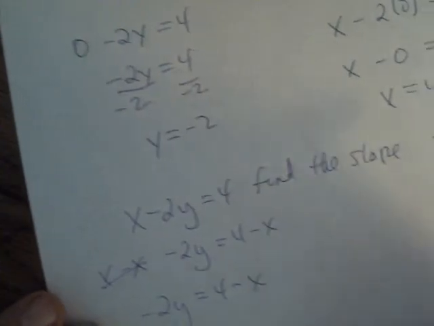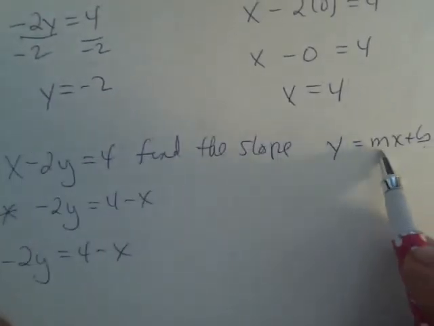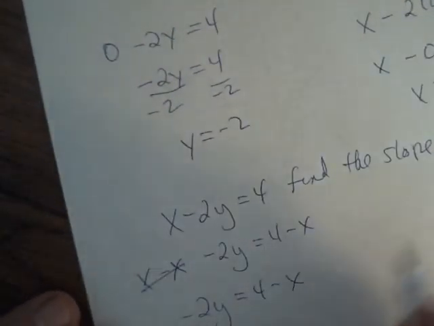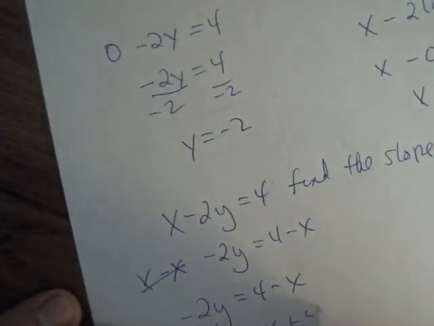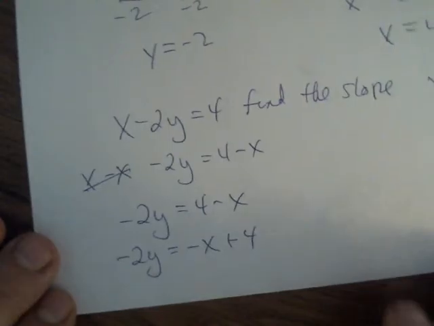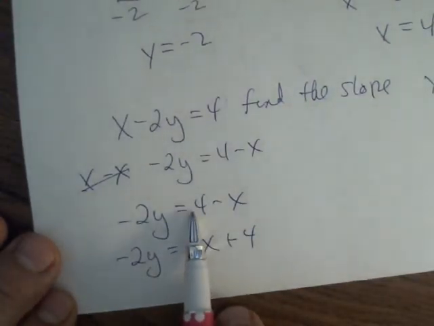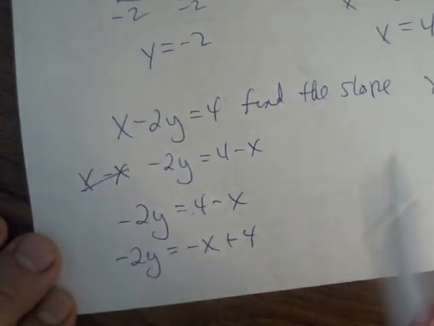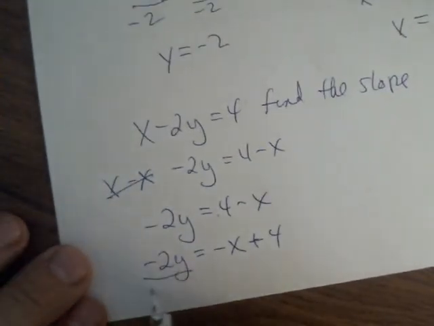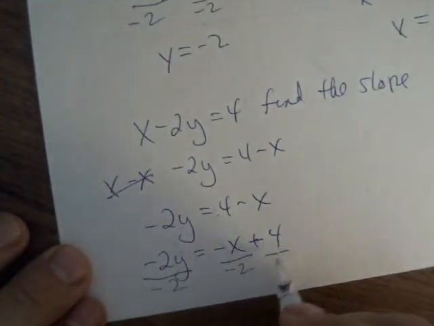Now, I want to put it in this format here, mx plus b. So all I have to do is put the -x first and the +4 second. Remember from way back when I was talking about the positive and negatives, that's a +4. But since I write it after the x, I now have to put the sign in for it. Now I divide everything by -2.